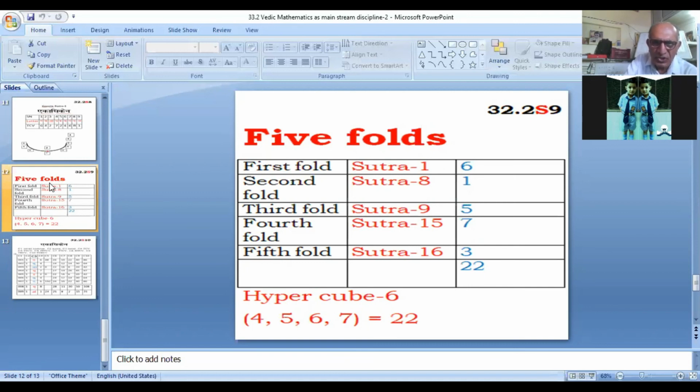And this value 22 is the value of hypercube 6, the representative regular body of 6 space in 4 space. It is this feature of 5 folds unfolding process inherently inbuilt in the text of the Ganita Sutras organization which will enrich us manifold.